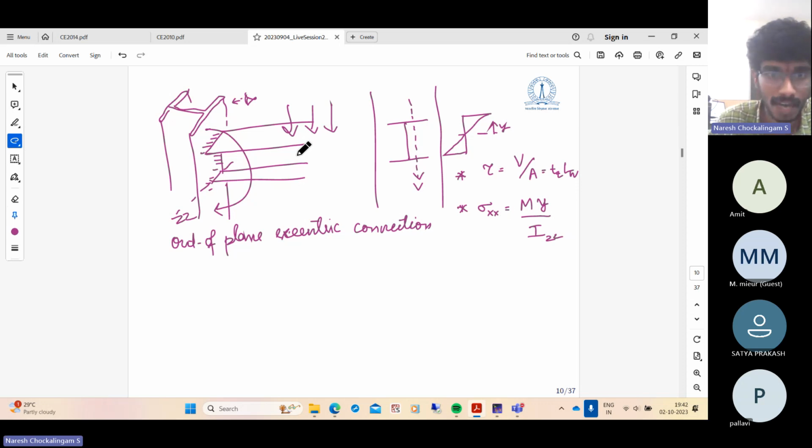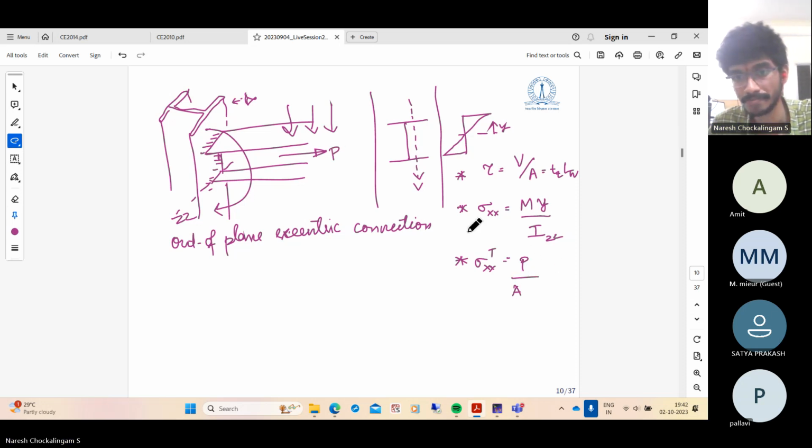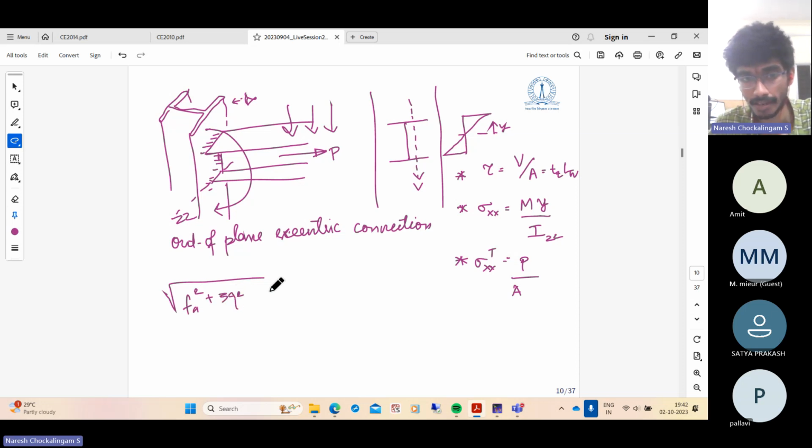In addition, you can also have tensile forces acting on the weld, and although it is a tensile force on the weld, it is assumed to be resisted by shear in the weld. So that component of sigma x coming from tension, if the tension is P, is just P by A. And these are combined in a suitable manner, and we use the same formula: square root of fa square plus 3q square is less than or equal to fu by gamma.